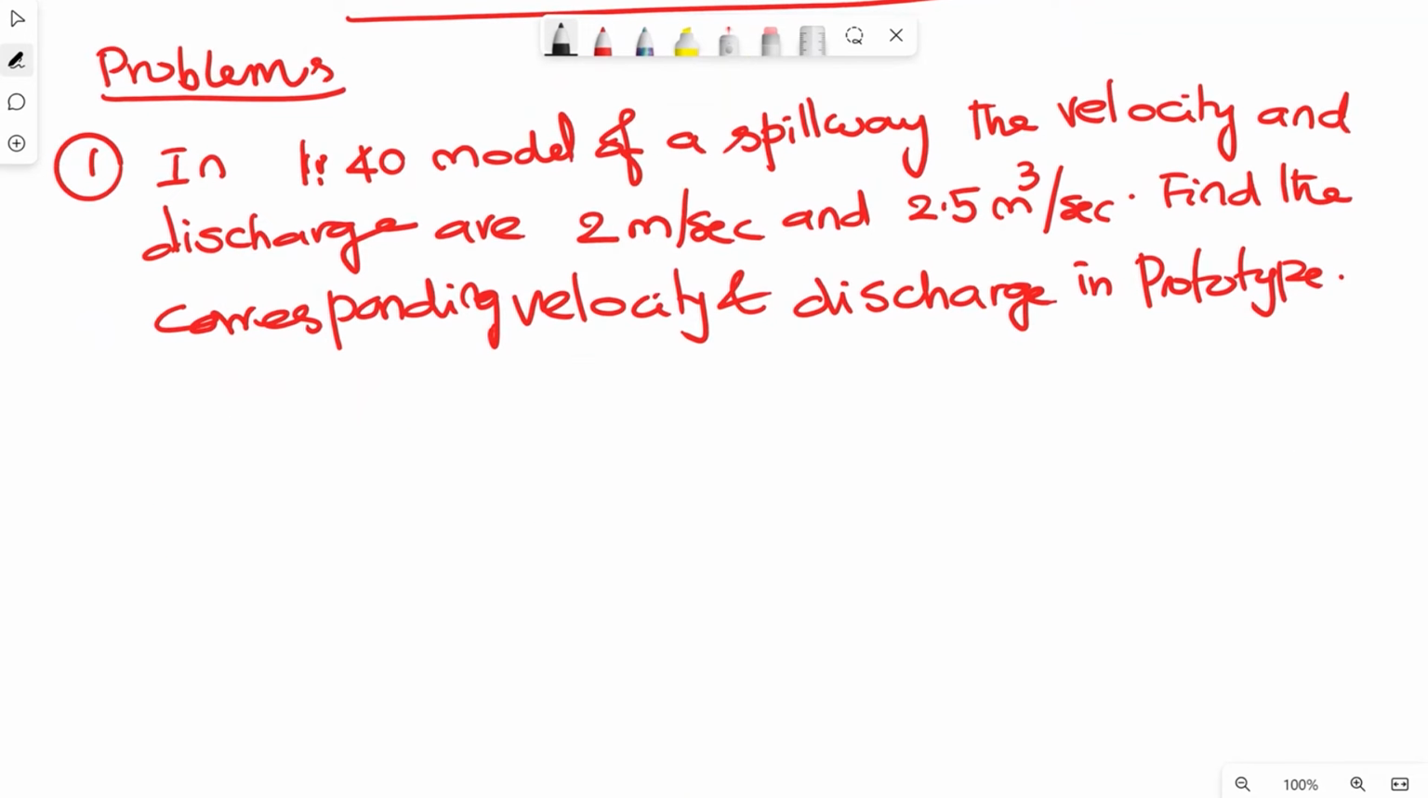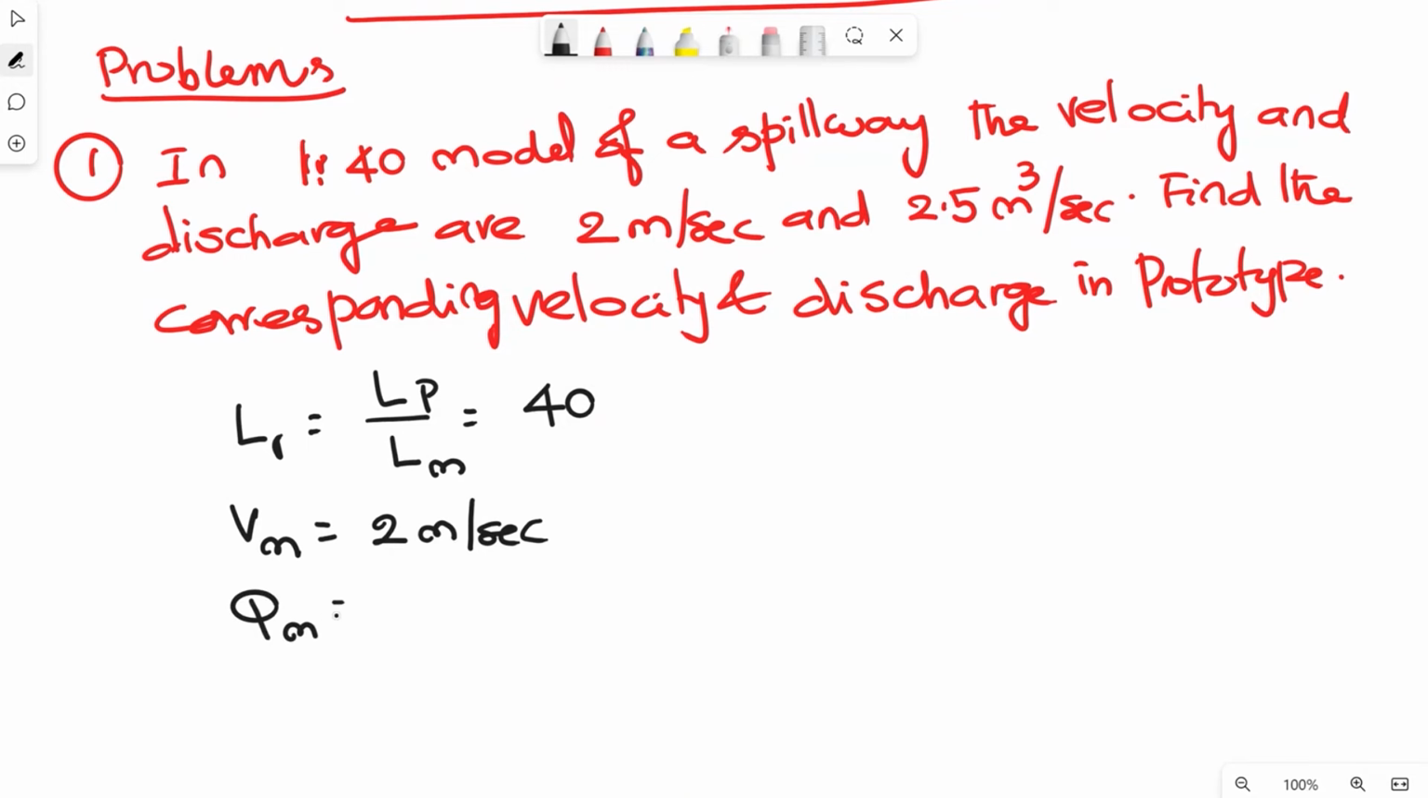So in 1 is to 40 model, LR is equal to LP by LM is equal to 40. That is what he has given. And VM is equal to 2 meters per second, and similarly QM is equal to 2.5 meter cube per second. What is required actually? What is VP? And the second one is what is QP? These are the two questions that are being asked.